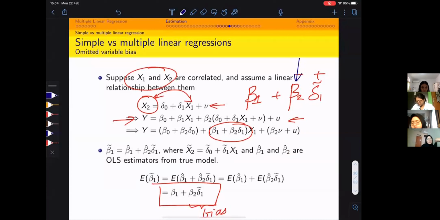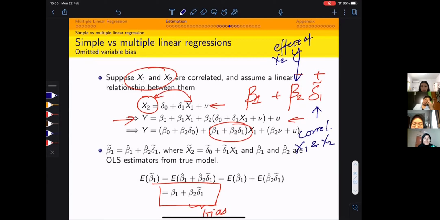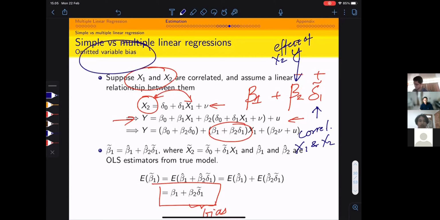So again, beta 2 is the effect of x2 on y, and delta 1 is going to be the correlation between x1 and x2, okay? If I make it more general, beta 2 is going to be the effect of the omitted variable on the outcome variable, and delta 1 is going to be the correlation between the explanatory variable of interest and the variable that we omit from the regression, okay? So that's the idea of bias, and in particular, it's the idea of omitted variable bias, okay? Any question, clarification about the bias?